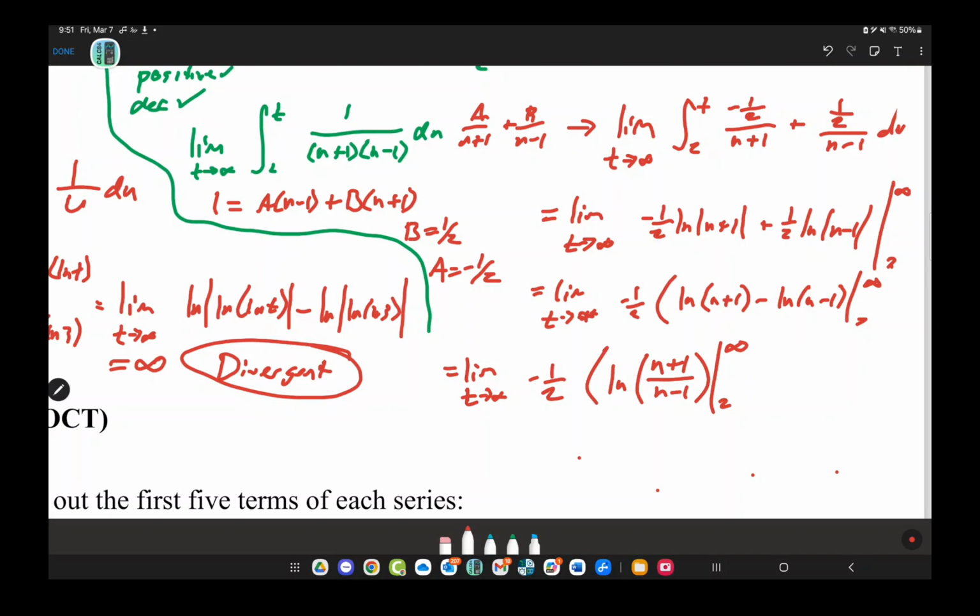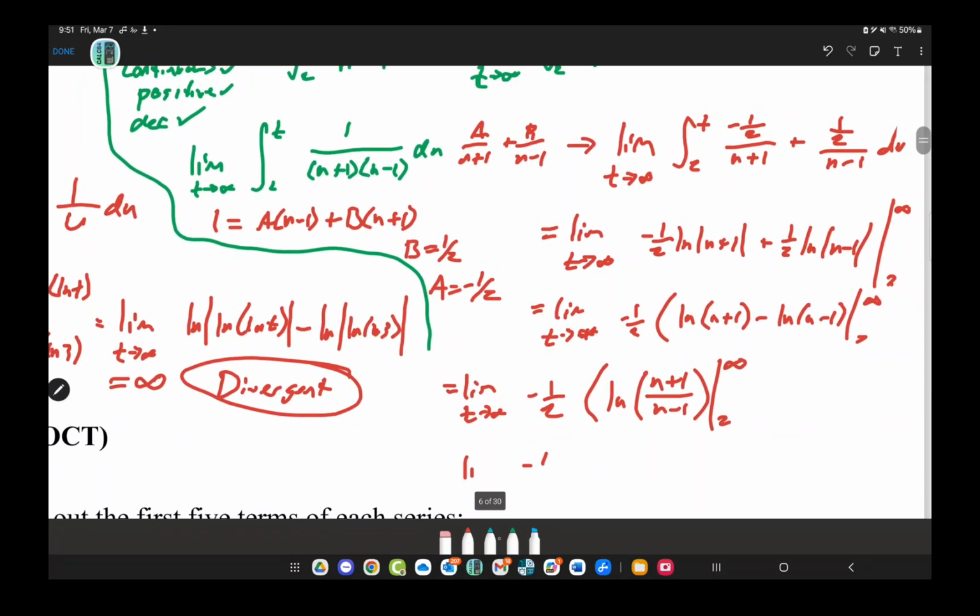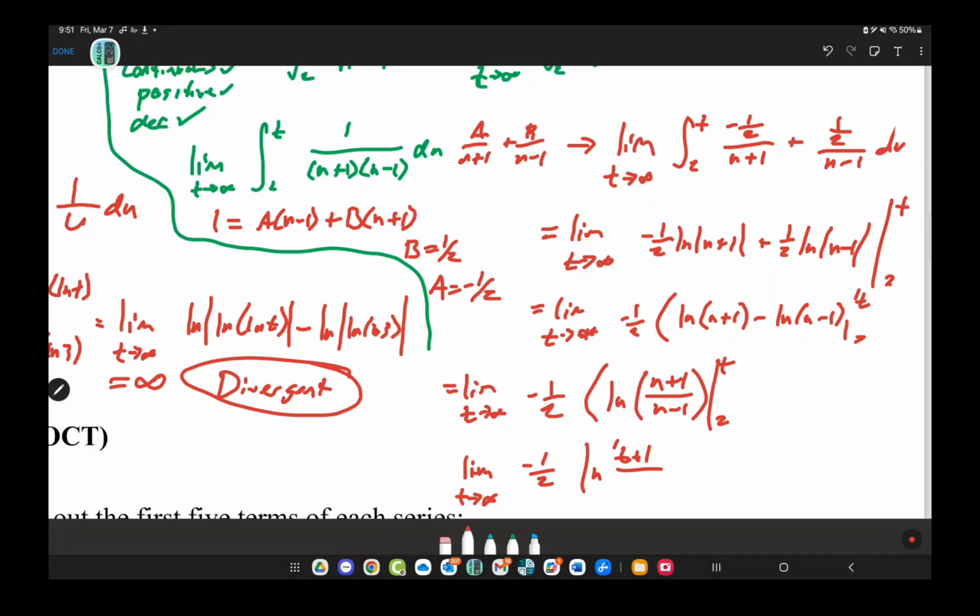Oh, yeah, we can divide them. This is 2, it's not going to infinity. So we get, the limit, I'm sorry, should be t, not infinity. So we get the natural log of t plus 1 over t minus 1. And what do I get if I plug in 2?